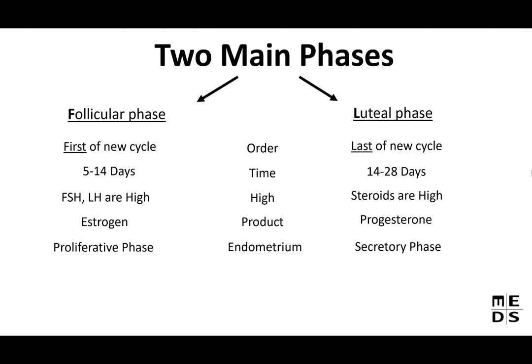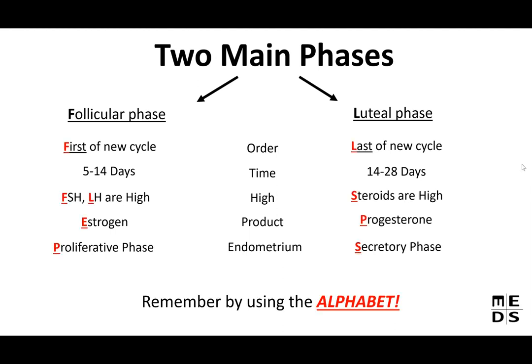So now you're looking at me like, well, how the hell am I supposed to remember all this? Well, it's actually fairly simple. You can use something that you've been using since you were 2 or 3 years old. Remember the alphabet. So follicular phase comes first, so F and L, which is high, are going to come before S in the alphabet. Estrogen comes before progesterone in the alphabet. Proliferative phase comes before the secretory phase.